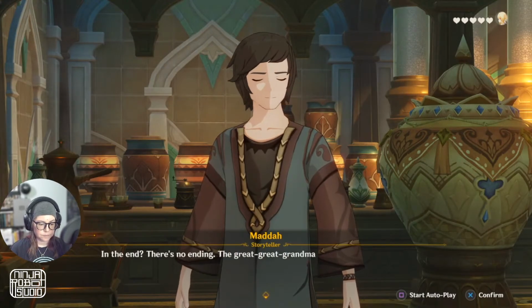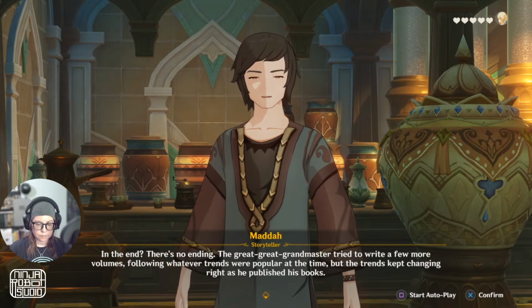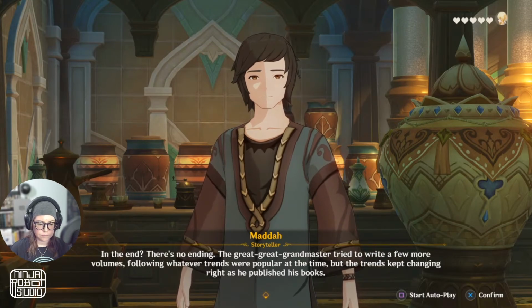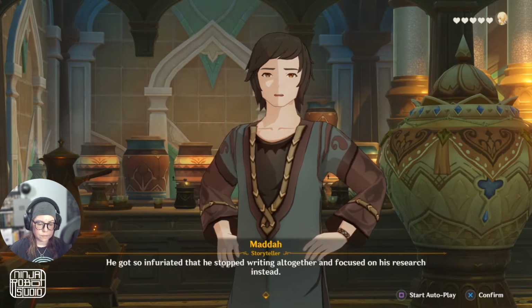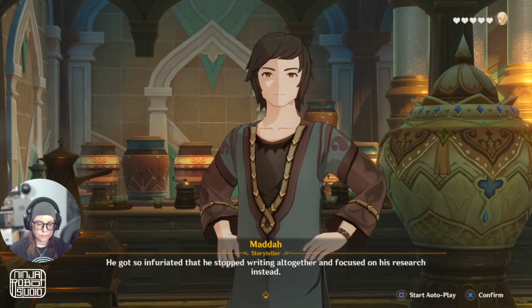In the end, there's no ending. The great great grandmaster tried to write a few more volumes, following whatever trends were popular at the time, but the trends kept changing right as he published his books. He got so infuriated that he stopped writing altogether and focused on his research instead.